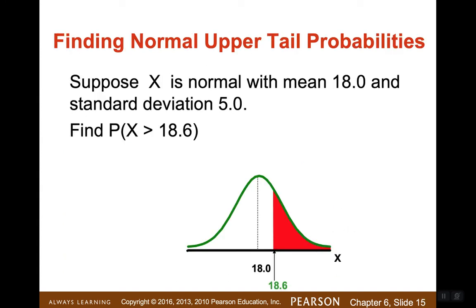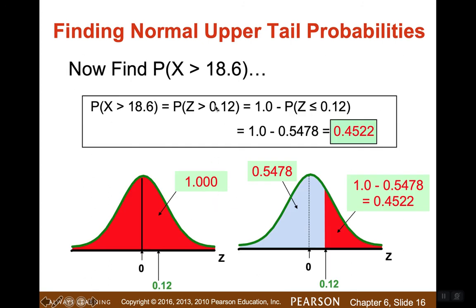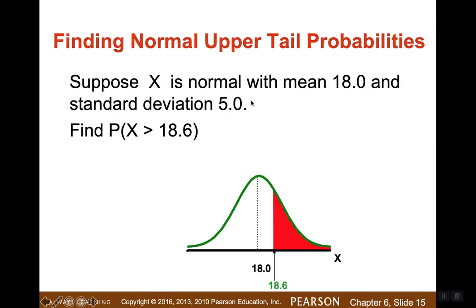All right. And we can use this to find what we call the upper tail probabilities. Do a similar thing. We'll take our normal distribution, mean of 18, standard deviation of 5, and we want to estimate the probability that x is going to be greater than. So previously we were looking at everything to the left. Now we want to look at everything to the right. If it's greater than 18.6, what's the probability that something is greater than 18.6?